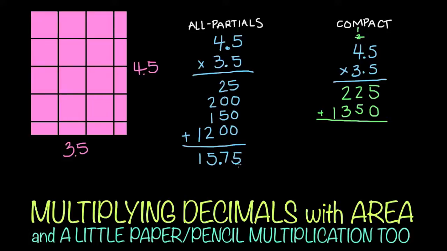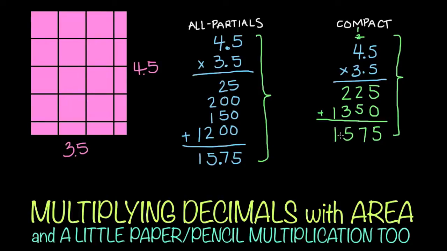See why it's called compact? All partials requires a lot of vertical room. Compact, not so much. So 5 plus 0 is 5. 2 plus 5 is 7. 2 plus 3 is 5. And bring down the 1.